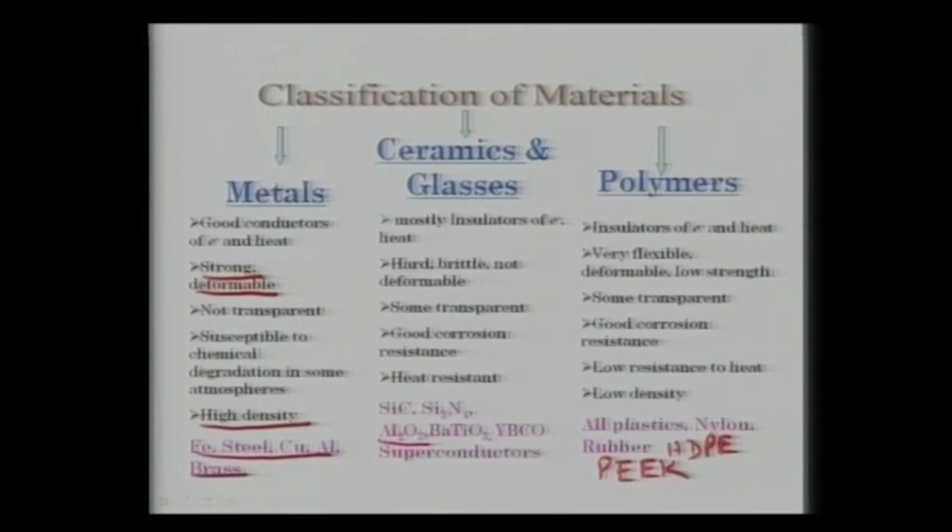Now ceramics have good properties like very high hardness, but a concern is that they are very brittle, and they have good corrosion resistance. Polymers, some are transparent, however they are very flexible, deformable, and have low strength. So these highlighted or underlined properties are somehow relevant to biomaterials applications.